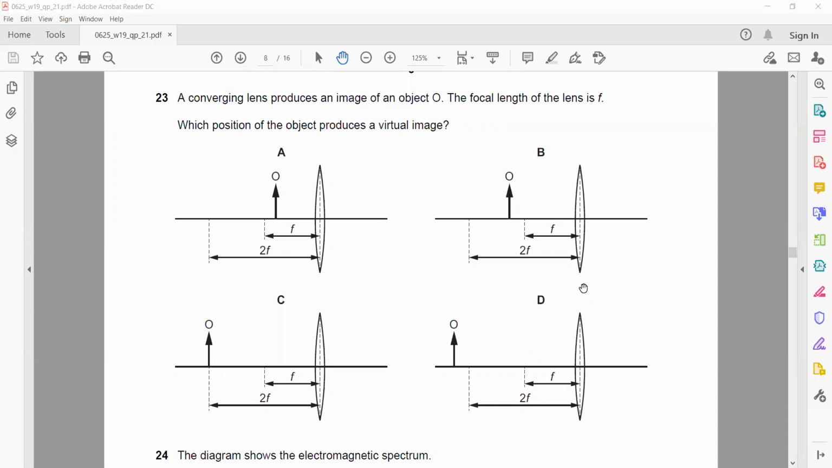Virtual image. If you remember, we discussed these cases. The only condition in which the convex lens forms a virtual image is when the object is within the focal length, or between the lens and the focal length. When the object is between the lens and the focal length, the image will be virtual. So A is the right answer.